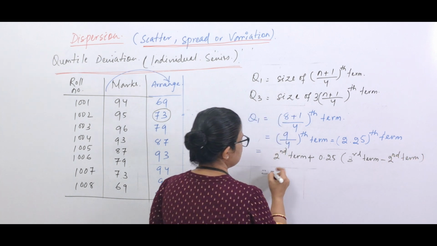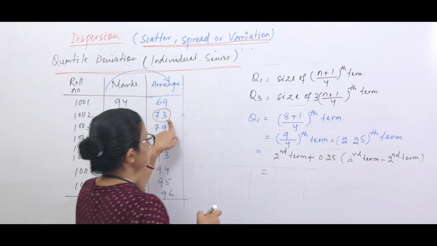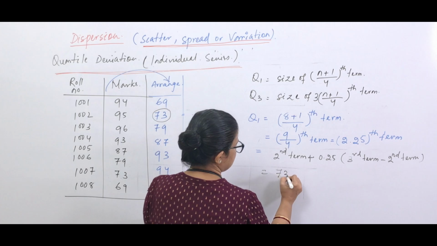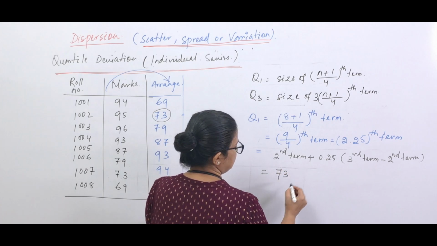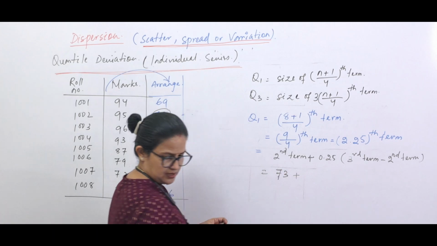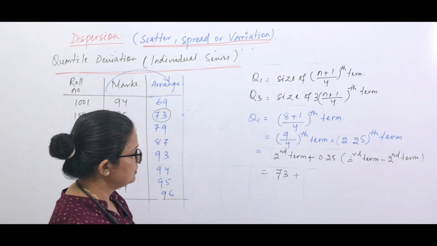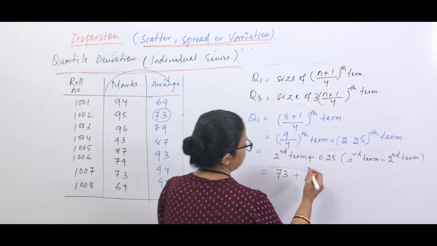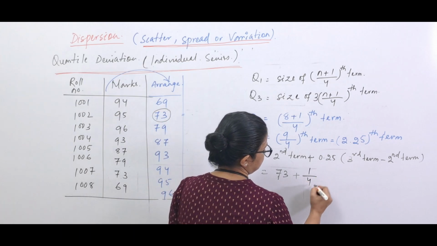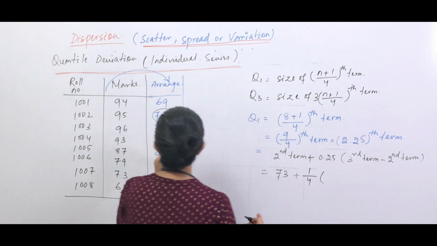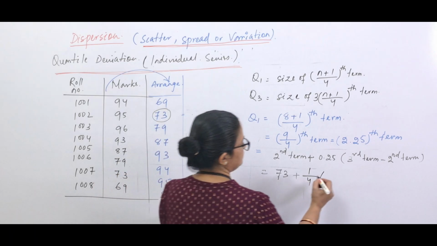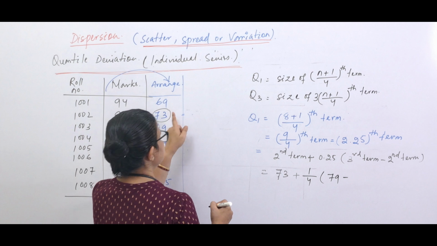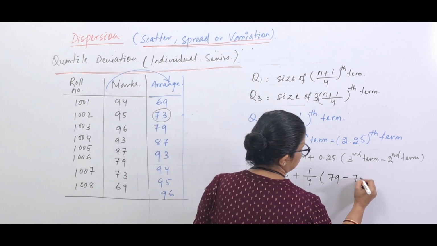So what does it mean? Second term, what is the second term? If you see from the series, the second term is 73. 73 plus 0.25. 0.25 means 1 by 4 of what? Of third term minus second term. Third term is what? 79. 79 minus second term, 73.